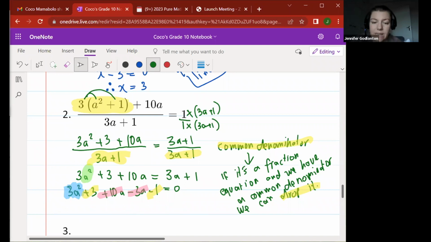Sure. So all we're doing in this step is moving everything onto the other side. We're just moving everything onto the left-hand side so that it can be equal to 0.